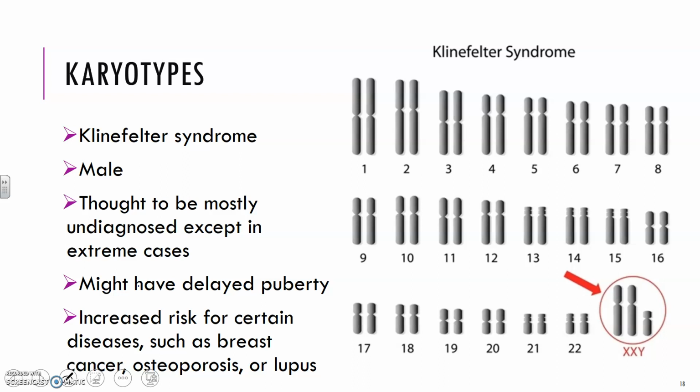Lupus, an autoimmune disorder. Okay? So the patients wouldn't necessarily know that they have this unless they had to go looking at their genome for some reason, and then they would find out. But they do have that increased risk for breast cancer, osteoporosis, or lupus.